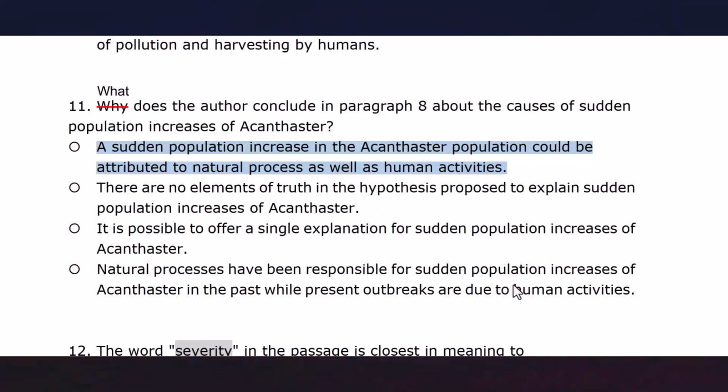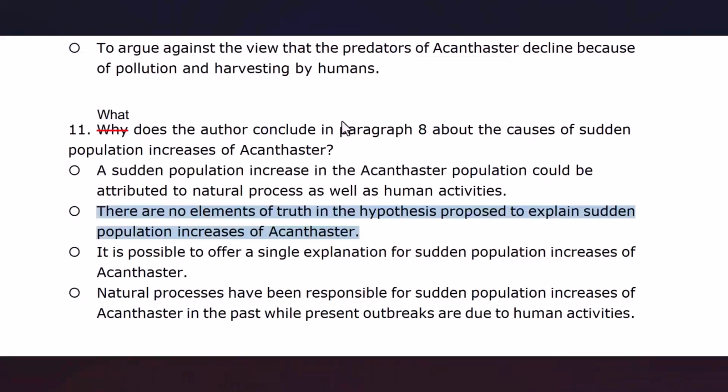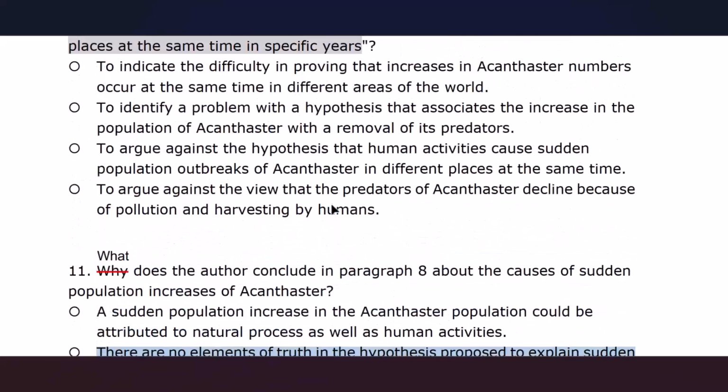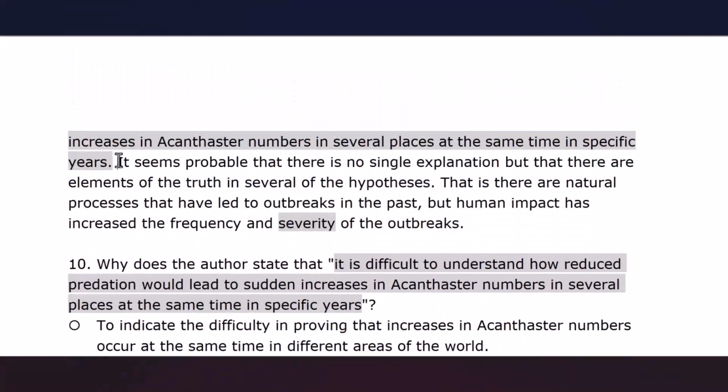Indeed, in paragraph 8, the sudden increase in the Acanthaster population was attributed to both natural processes and human activities. And as we just mentioned, the role of human activities in increasing the frequency and severity of the outbreaks is considerable. So we keep this option as a candidate for our answer to the question. Option 2, there are no elements of truth in the hypothesis proposed to explain sudden population increases of Acanthaster. Back to paragraph 8, we read here that it seems probable that there is no single explanation, but that there are elements of the truth in several of the hypotheses.